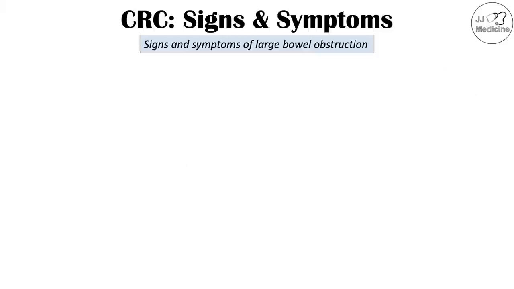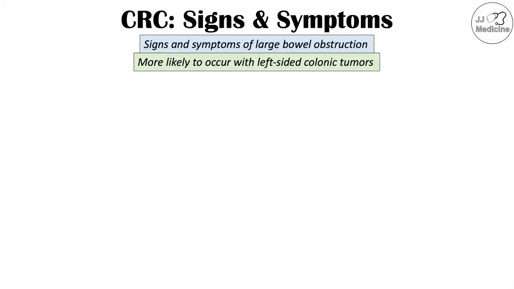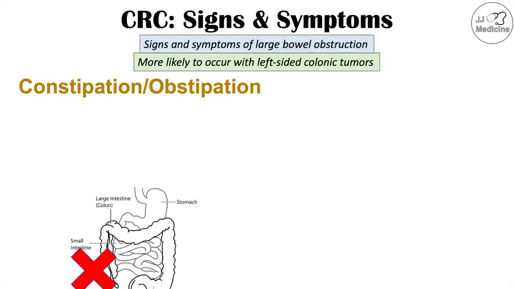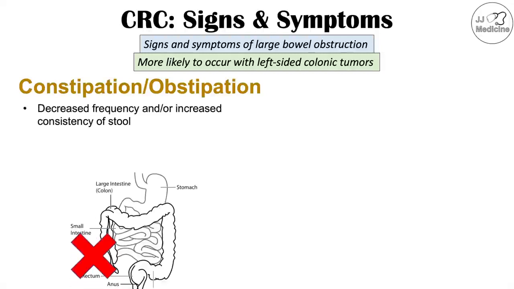There are signs and symptoms of a large bowel obstruction that can occur as well. We talked about colon cancer being the most common cause of large bowel obstruction in adults. So there can be signs and symptoms of a large bowel obstruction. And this large bowel obstruction is going to be more likely to occur with a left-sided colon tumor. So what can be noted is the following: constipation and obstipation. Constipation is going to be decreased frequency or an increased consistency of stool. We talked about that being part of the altered bowel habits that can occur with colon cancer.